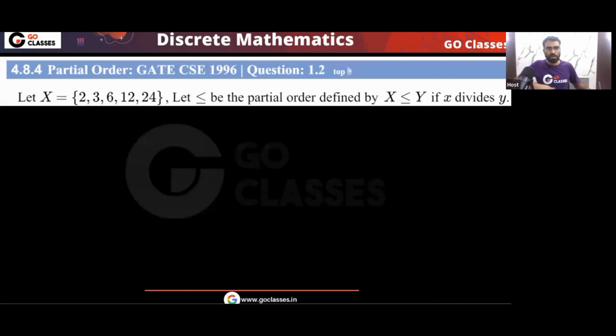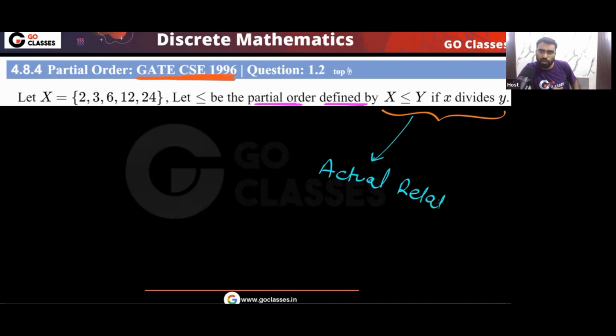Okay, let's move on. For example, look at this GATE Computer Science 1996 question. In this question, this set is given to you: 2, 3, 6, 12, 24. The question is saying, let this symbol be a partial order defined by x is related to y if x divides y. So tell me, what is the actual relation? Read this line and tell me what is the actual partial order relation. The actual relation is divides.